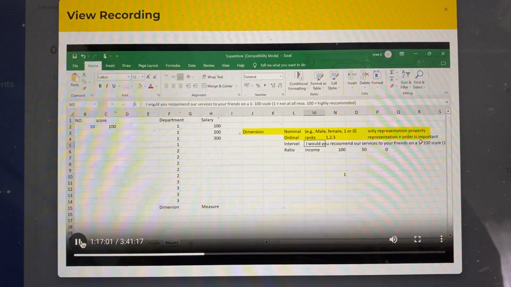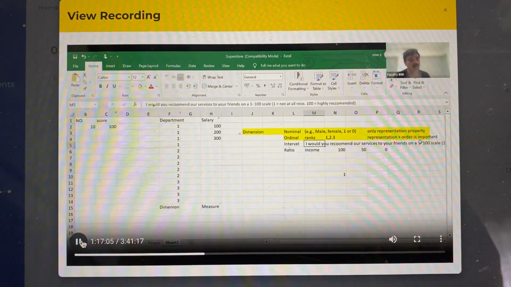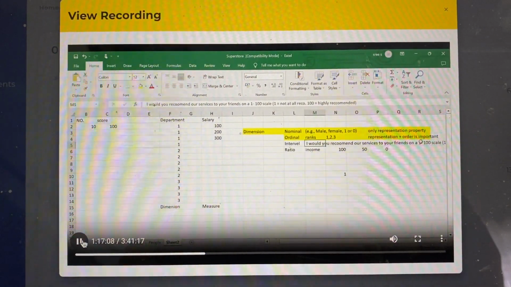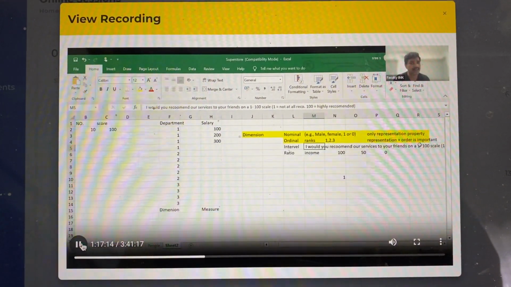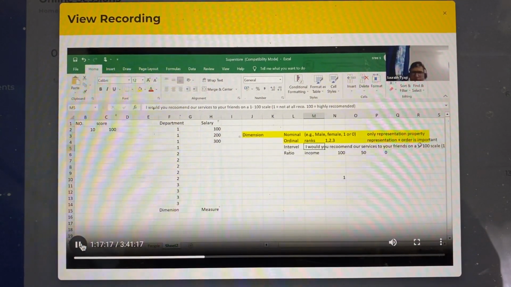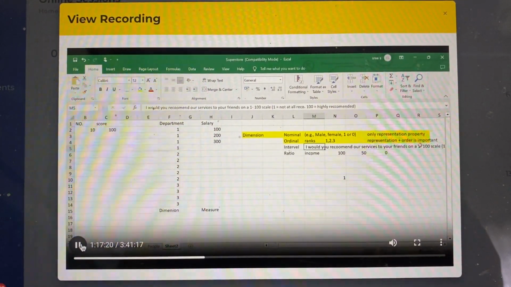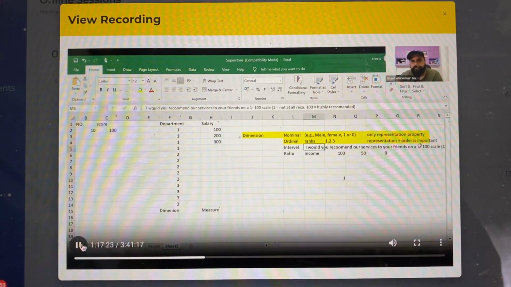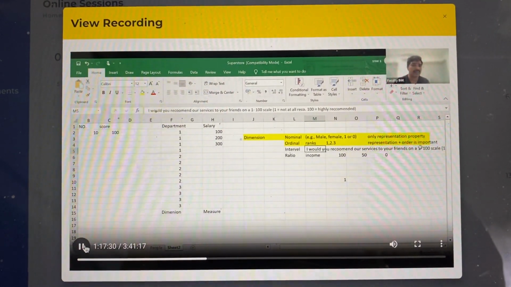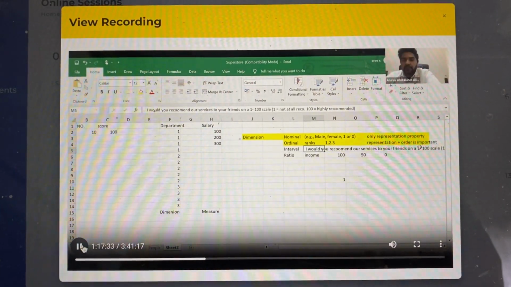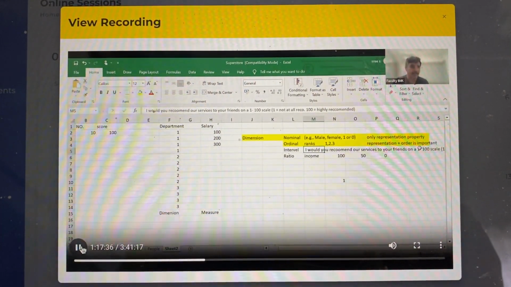But income is a ratio scale. 0 means 0. There is an absolute 0. Now you tell me, can I convert it to interval form? Yes, I can convert. Can I convert it to ordinal form? Yes. Can I convert it to nominal form? Yes. That's what she asked. If you look at salary, can I say it's a representation? Yes, you can easily treat salary also as a representation.